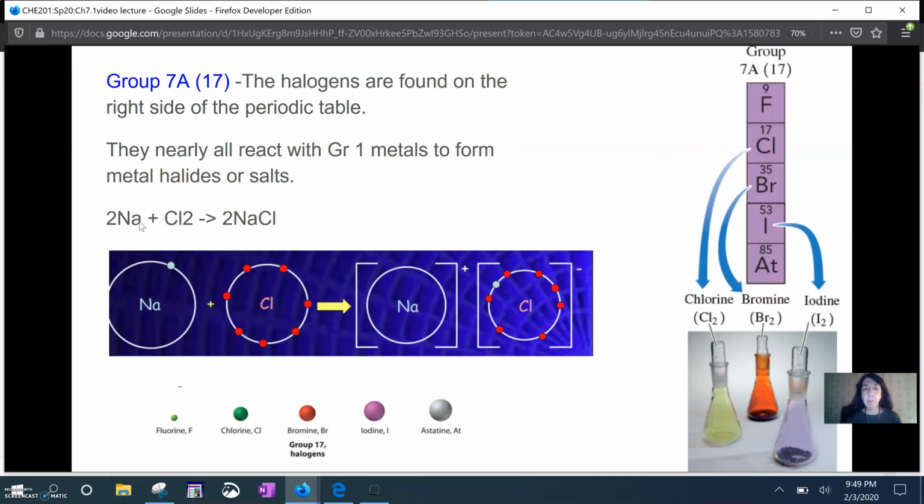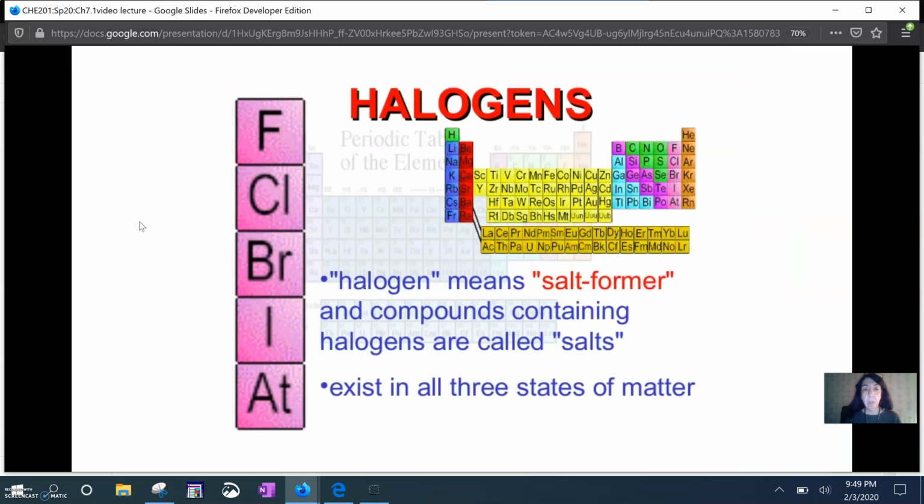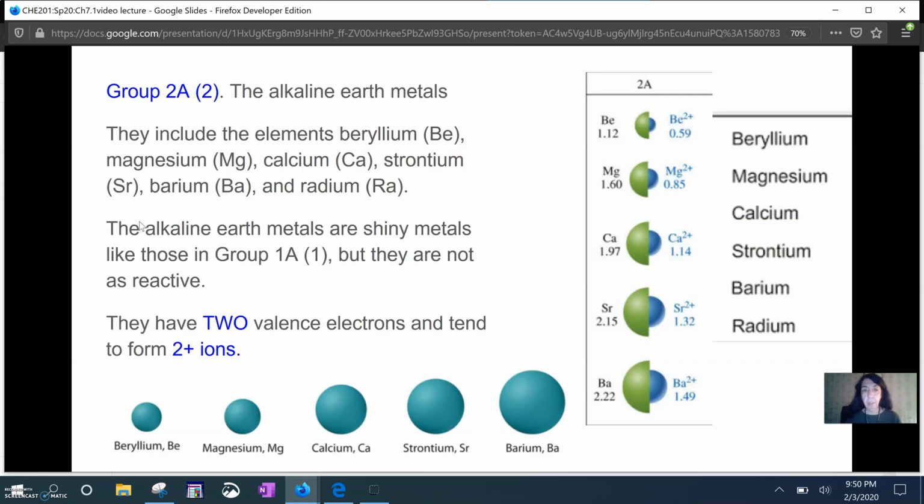The group 7A elements come together with the group 1 elements and they form metal halides or salts. So sodium and chloride. Sodium gives up its electron, the chlorine picks up the electron, and you have the sodium chloride salt. So that's exactly what all the halogens do. A halogen means salt former, and these compounds tend to form salts.